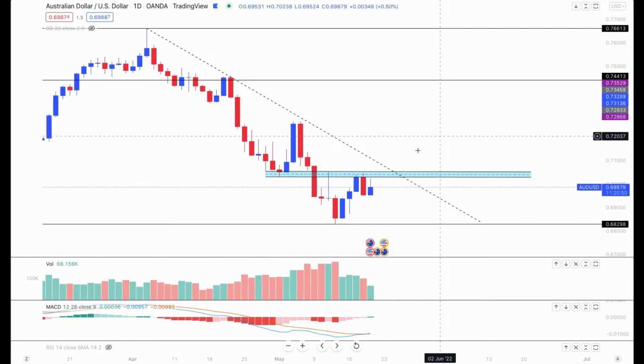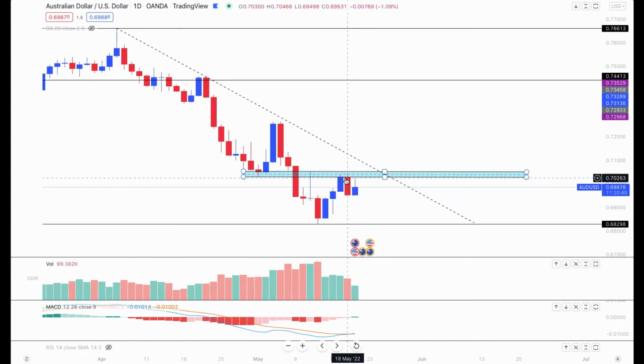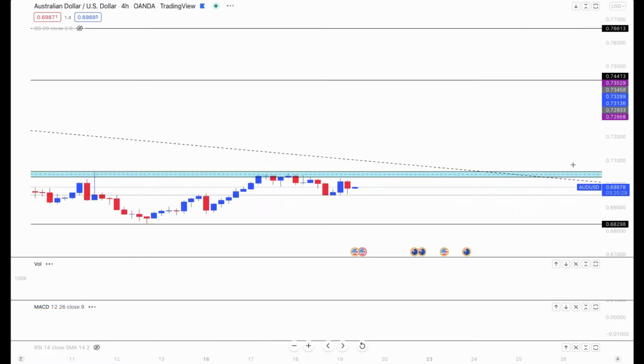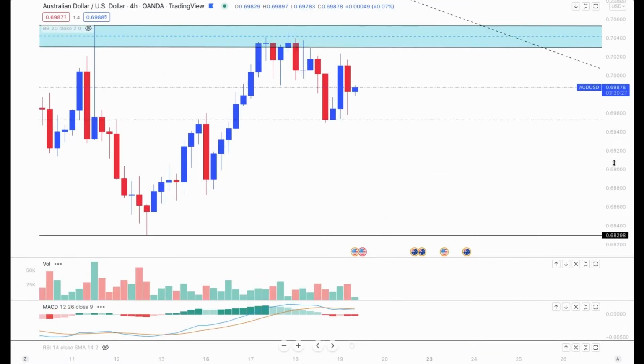So as we can see, price pierced into this blue zone and closed right below it. Now we are looking for reasons to go short. We're at resistance. We can't sell just because we're at resistance. We need further information. So let's switch to our 4-hour time frame and dive in deeper. What do we see on the 4-hour?